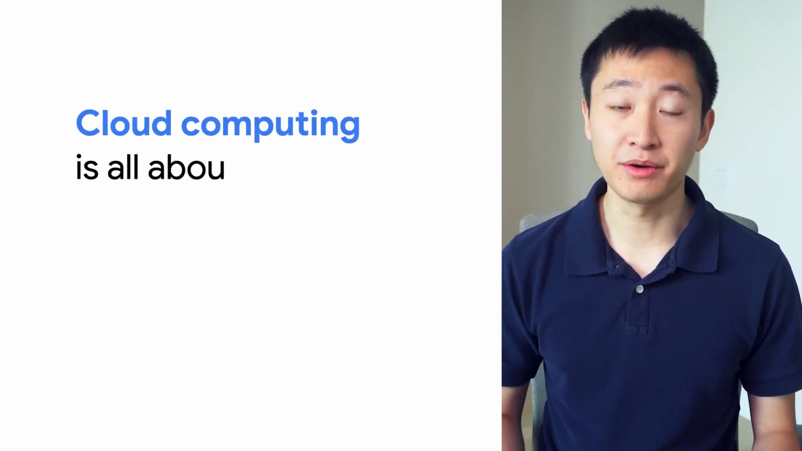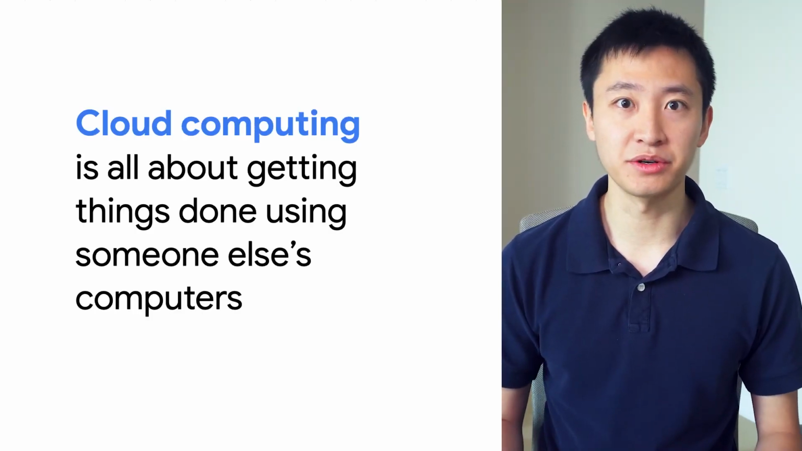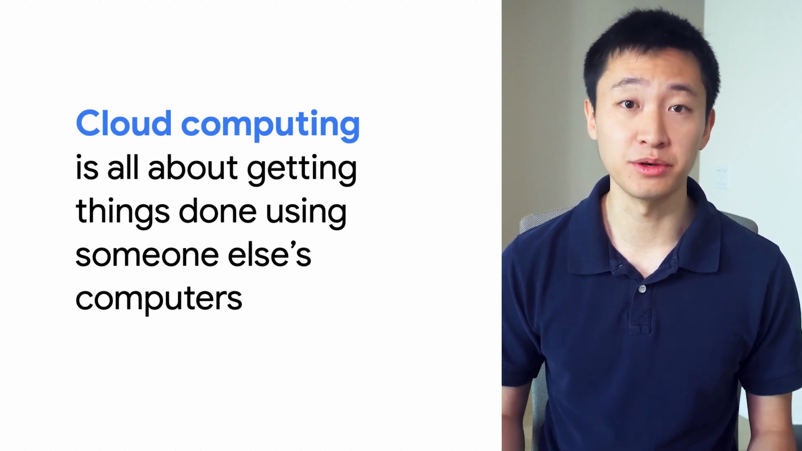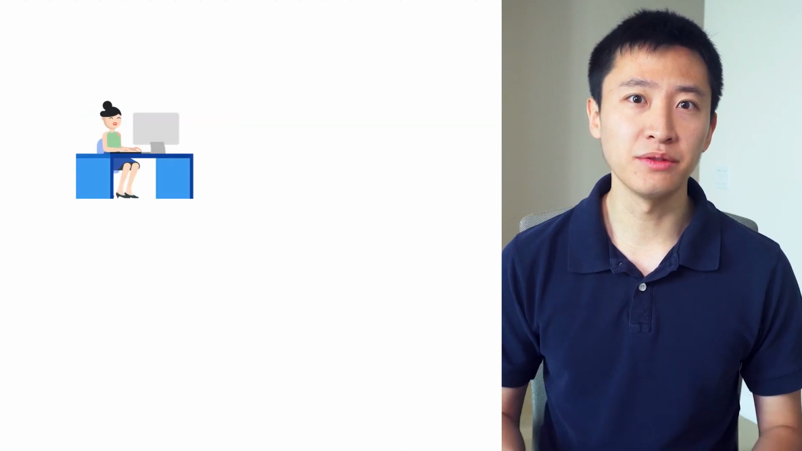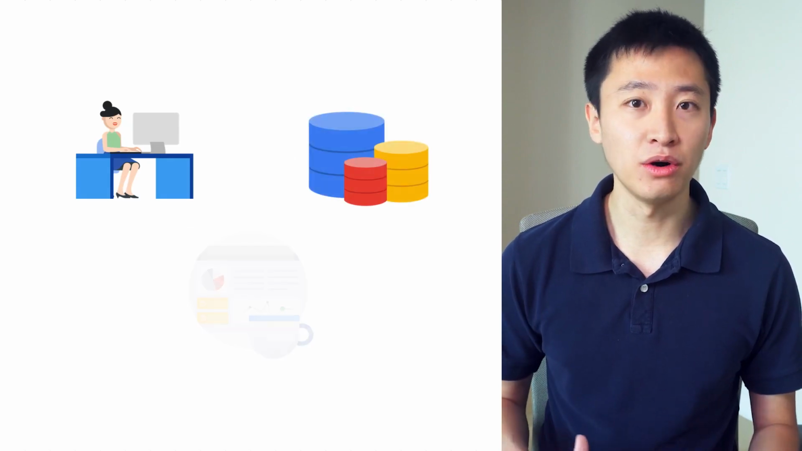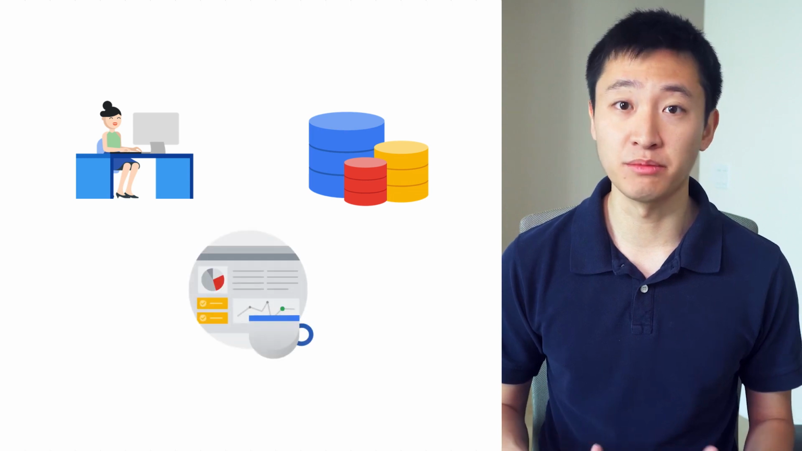Cloud computing is all about getting things done using someone else's computers. So when you use Google Cloud, you're getting things done using Google's computers. Google Cloud lets you build and host applications, store data, and analyze data, all in Google's highly scalable and reliable computing infrastructure.